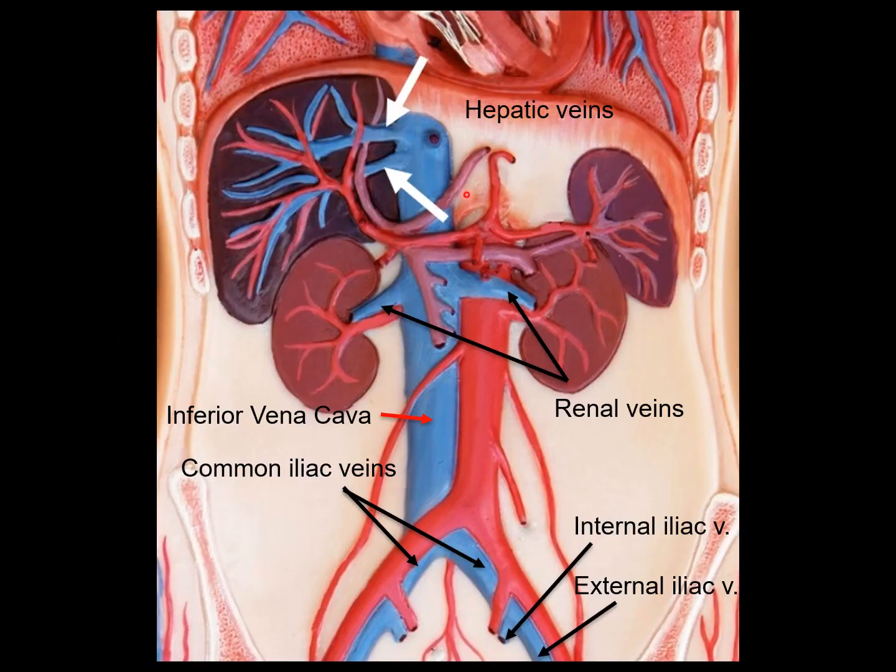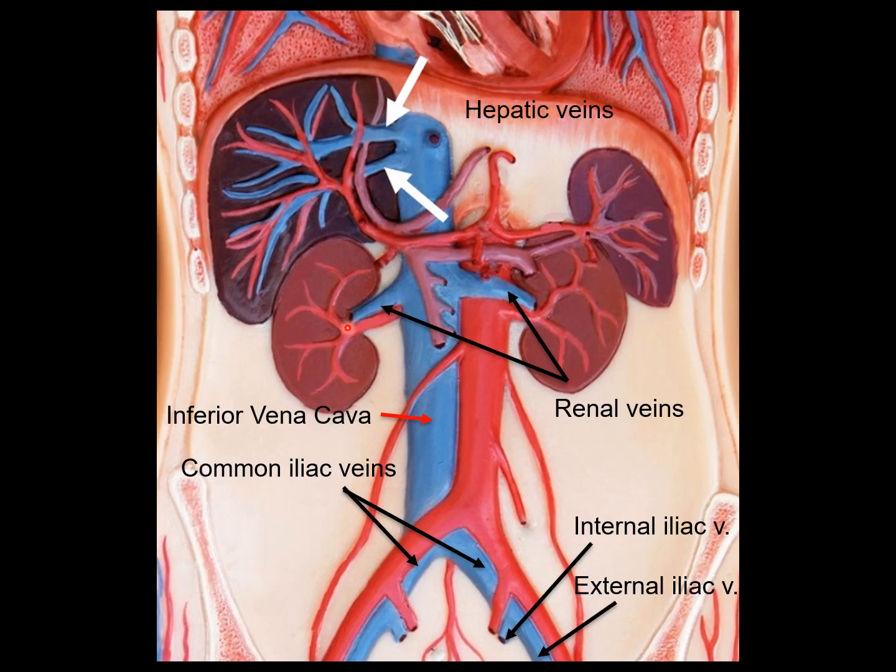So we've done all the arteries, all the red side. Now this big blue structure is our inferior vena cava. It's going to go all the way back up through the thoracic cavity and into the heart. All these are going to be drained into the heart. First we have these hepatic veins draining the liver. They're going straight into the inferior vena cava.